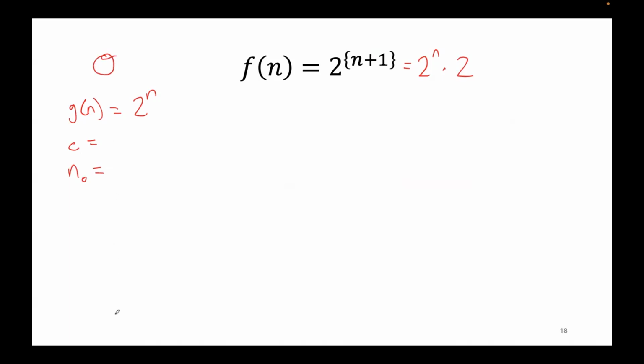Yeah. C is 2, n naught is 1. Cool. Anybody else have something? 4. Anybody else have something? I know that a group over here had something slightly different.